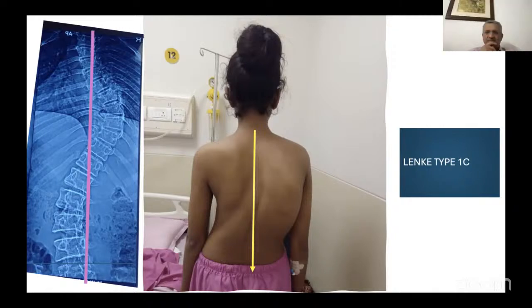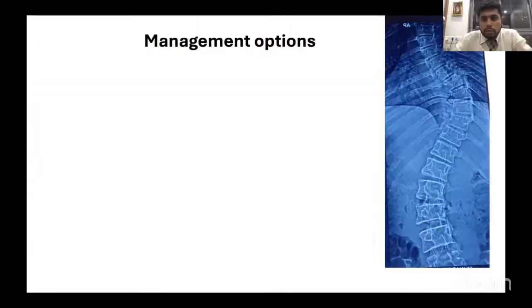Yeah, that's fine. So now again coming to the management options that we have. So in the faculty, how would you plan? It will be an STF or a non-selective fusion. So first to Ajoy sir.